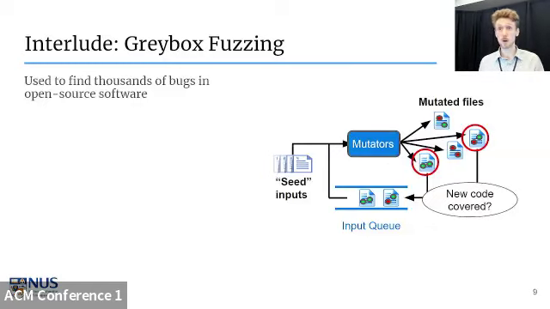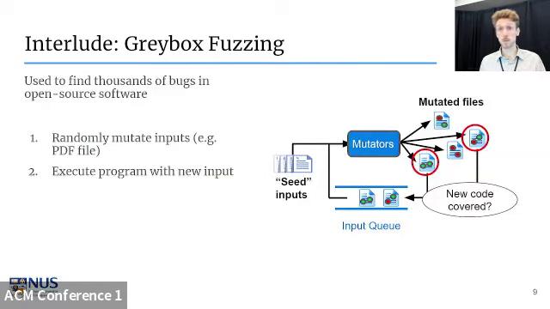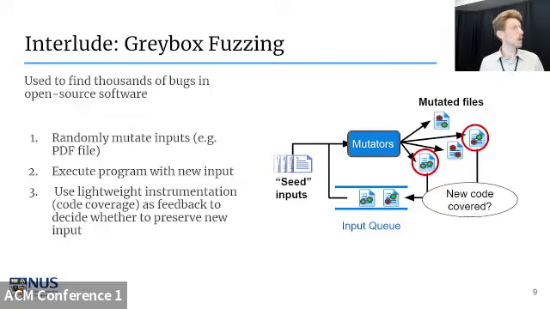Generally not so much concurrent programs. But the basic approach is relatively straightforward. So if we were fuzzing a PDF reader to find bugs, we might take some PDF files and randomly mutate them. So we flip some bits, and then we execute the program, our PDF reader, with these new inputs. And if we find a crash, great, we found some bug and we can report it, but usually we're not going to find a crash right away.